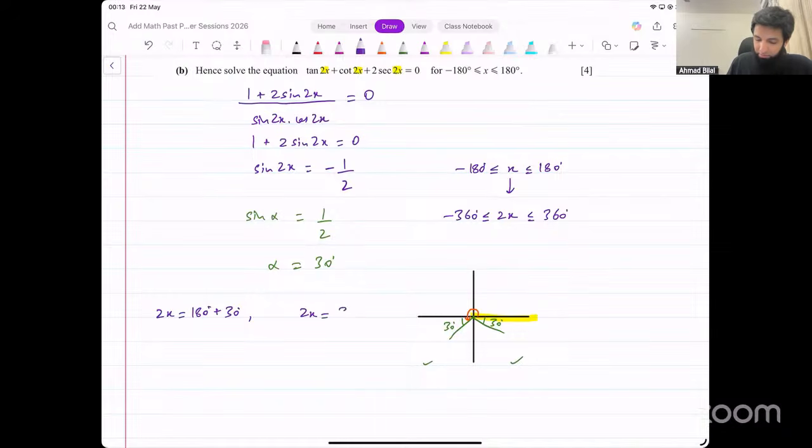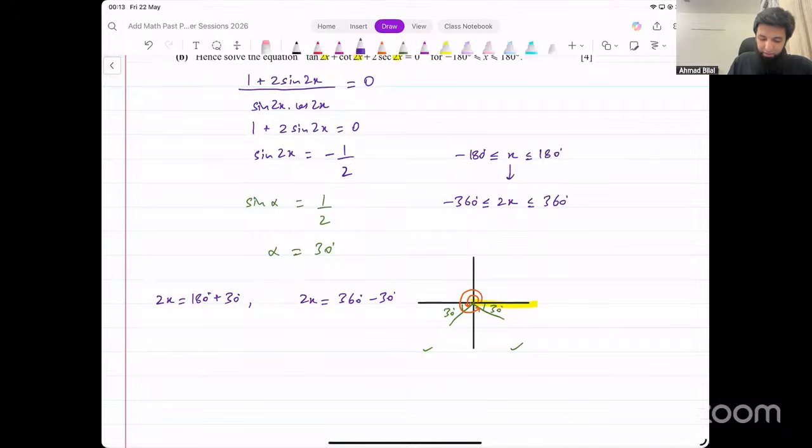360 minus 30. That will be this next angle. These are the two positive angles that we're getting. You'll also get some angles on the negative side if we go in this direction. The first angle that you get is negative 30. So 2x could be equal to negative 30. 2x could also be equal to this number. What is that? 180 minus 30. But since it's clockwise, we put a negative sign with that.